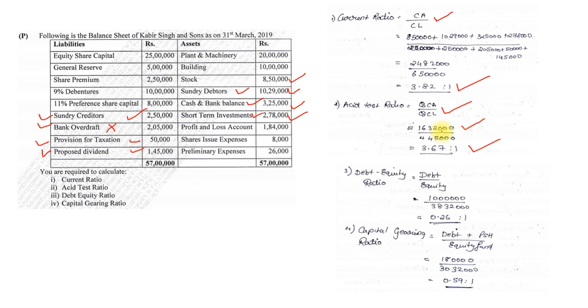The third, debt equity ratio, is debt upon equity. So debt given is debentures, which is 10 lakh. Equity is 25 lakhs, plus general reserve plus security premium, less all our losses which are given, or fictitious assets. So the net amount comes to 38 lakh 32,000. When we divide it, we get the value as 0.26 is to 1.